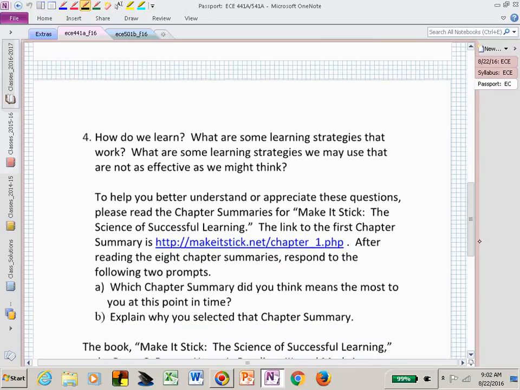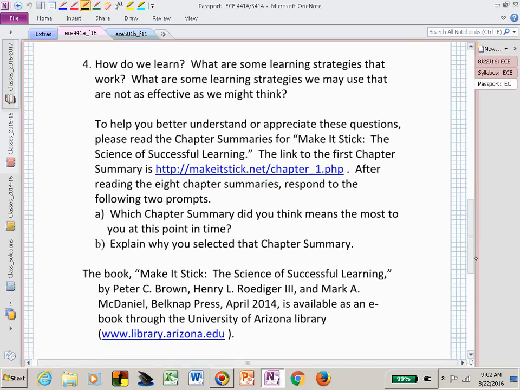And then for the interesting part, I want you to read an entire book. No. But I want you to read the summaries of each chapter, and there's 8 chapters. Read the summaries of the 8 chapters, and then pick one of those summaries that speaks to you at this particular point in time, and tell me a little bit about that. Explain why you selected that particular chapter summary, and it's relative to how we learn. Making it stick is, how do we make information or knowledge stick in our heads? That's the point of the title.